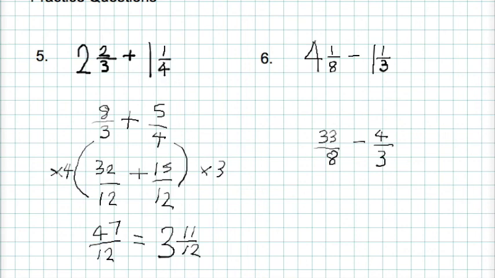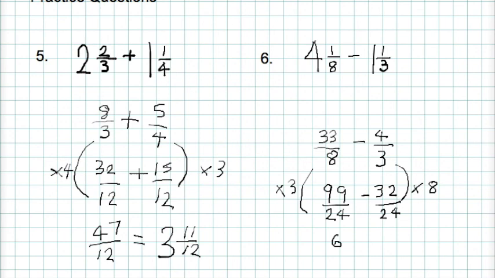Denominators are different, we need to make them the same, so they both go into 24. 24 is our lowest common denominator. And what have I done to the 8 to get it into 24? I've multiplied that by 3. 3 times 33 gives me 99. What have I done to the 3 to get it to 24? I've multiplied it by 8. 8 times 4 gives me 32. So now 99 take away 32 gives me 67 over 24.